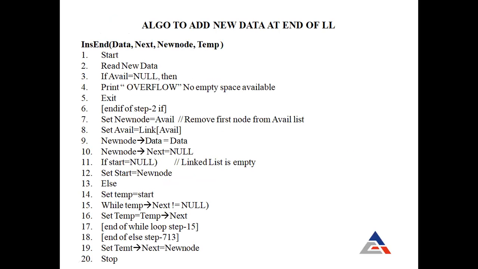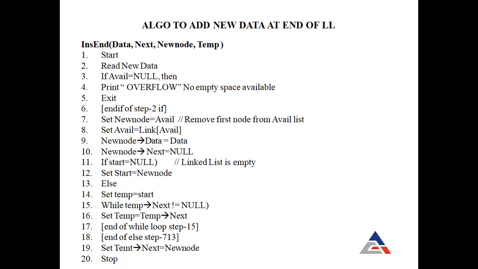So let's start over here. Our algorithm always starts from start. So read new data. Whatever data you want to enter, you just give some value of the data. If avail is equal to null, if there is no empty space, it means overflow. I cannot add anything new in the linked list and get out of the program. If some empty spaces are there, I call new node equal to avail. It means I select the first node in the avail list and name it new node. And avail is equal to link of avail.